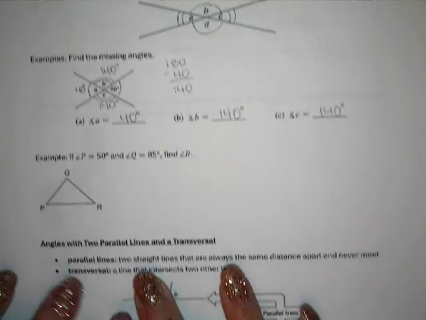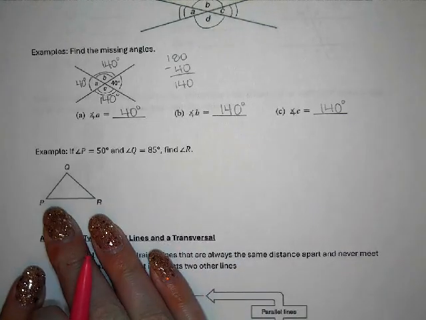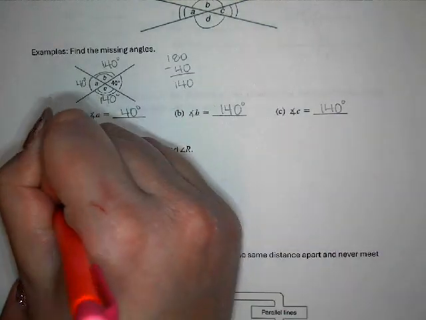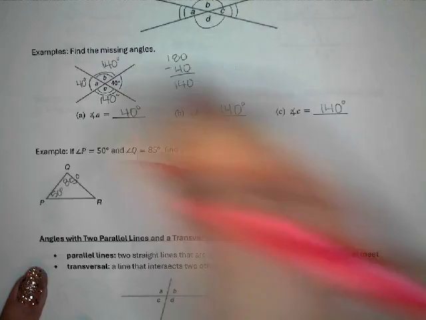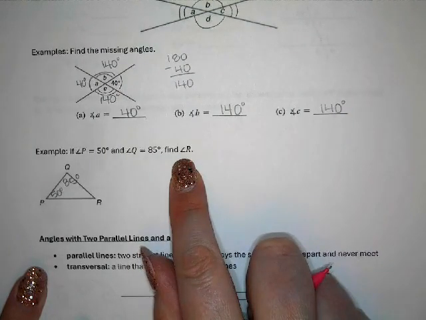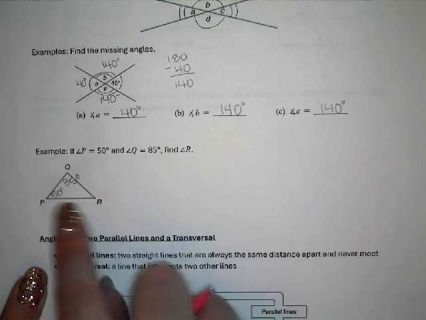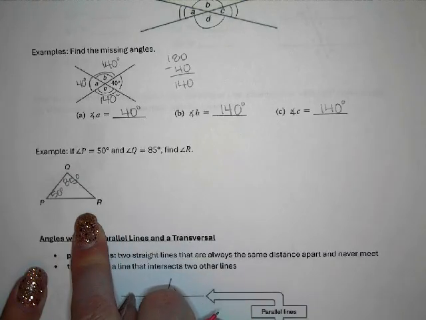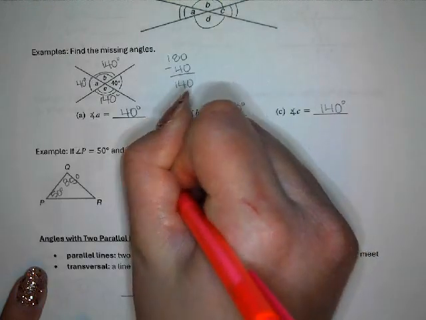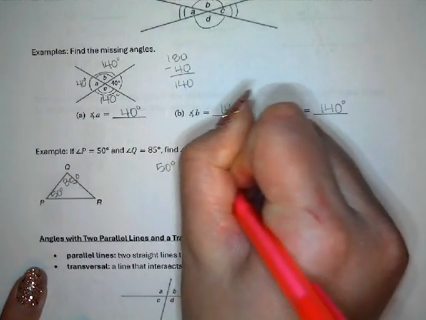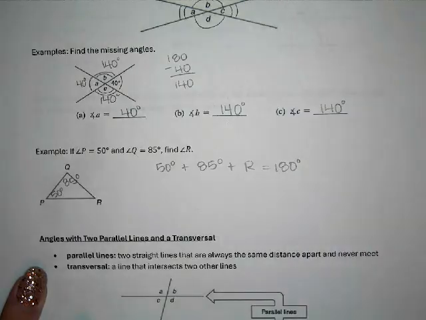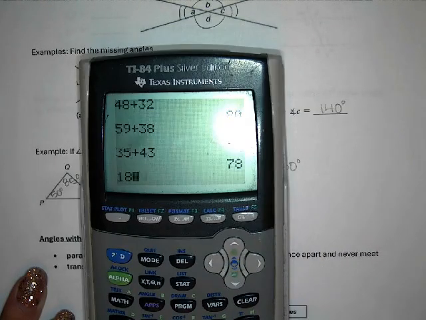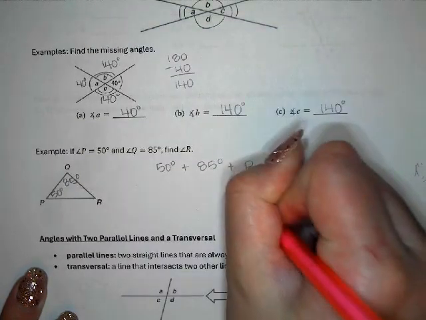In this picture of a triangle, we have the measure of angle P is 50 degrees. The measure of angle Q is 85 degrees. And if we want to find the measure of angle R, we just have to keep in mind that all three of these angles add up to 180 degrees. So we can do 50 degrees plus 85 degrees plus angle R is 180 degrees total. So 180 minus 50 minus 85 means that angle R is 45 degrees.